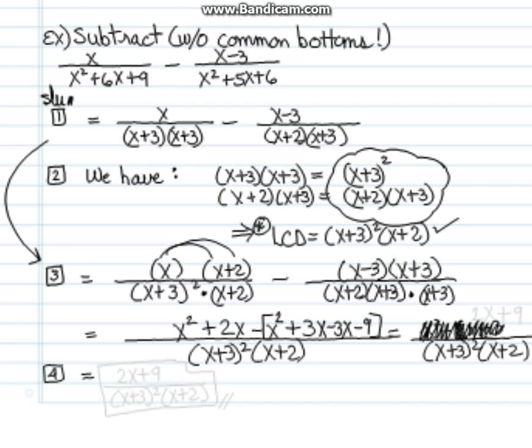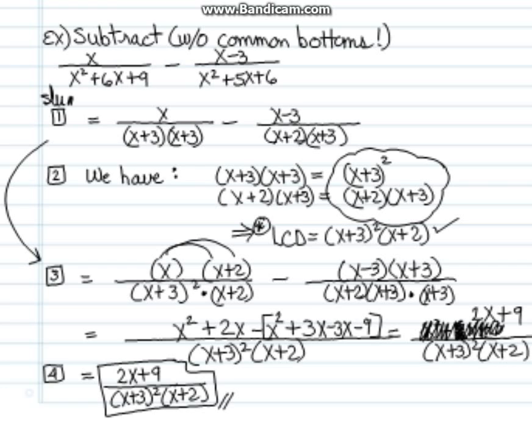On the top we have x squared, which simplifies because x squared subtracts with the x squared, and then 2x minus 9 is all that's left. 2x minus 9 on the top, and then our LCD on the bottom. So our final answer is, written clearly, 2x minus 9 over x plus 3 squared times x plus 2. There's no common factor that can be canceled, so at this point we're finished.